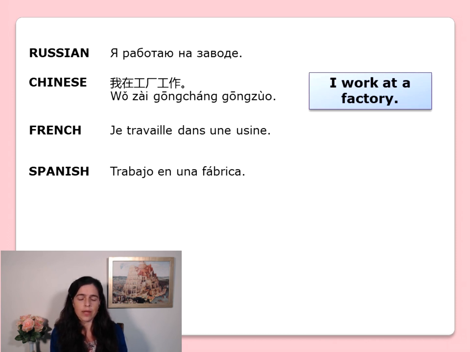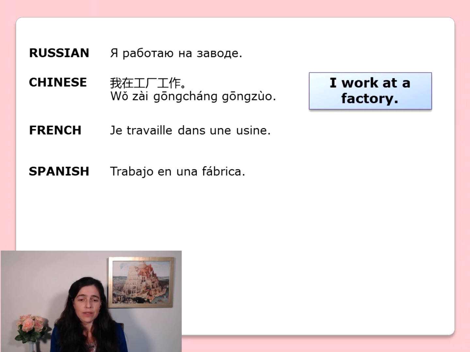Now, if I use the contrastive method, I will start from the beginning. Я in Russian, 我, je, in order. That means I. Then работаю. I'm skipping Chinese for a second. Travail, trabajo, work. And at a factory is all the rest. In Chinese, you have a little bit of a complication there because the structure is different. Literally here, it means I am or I remain at a factory, or I remain factory work.